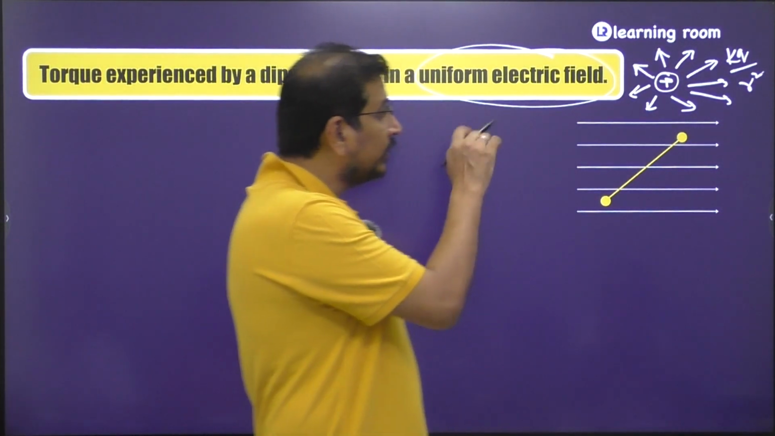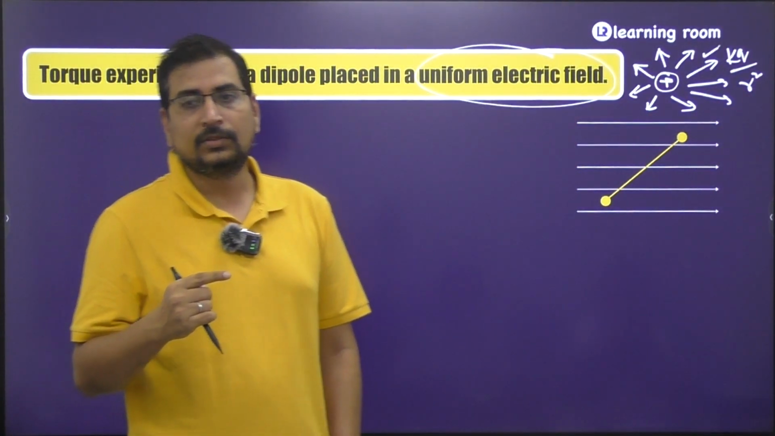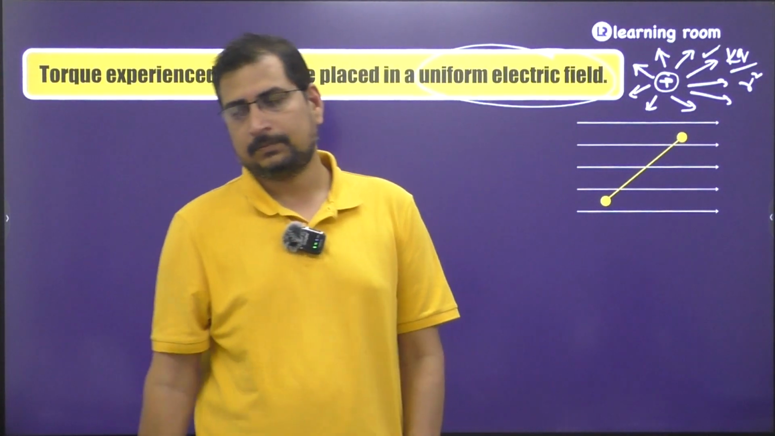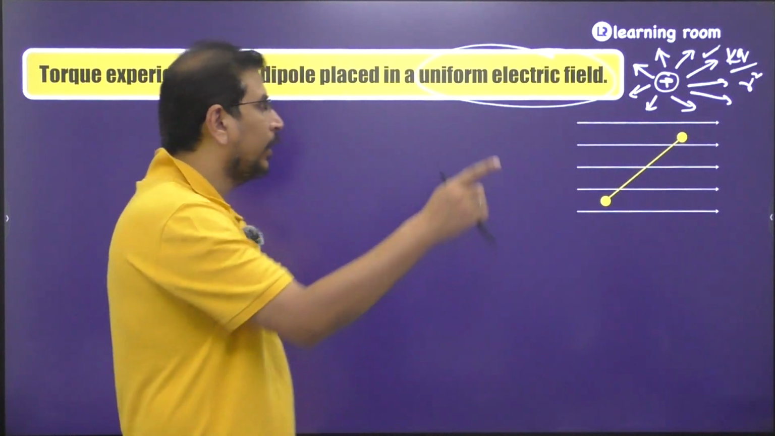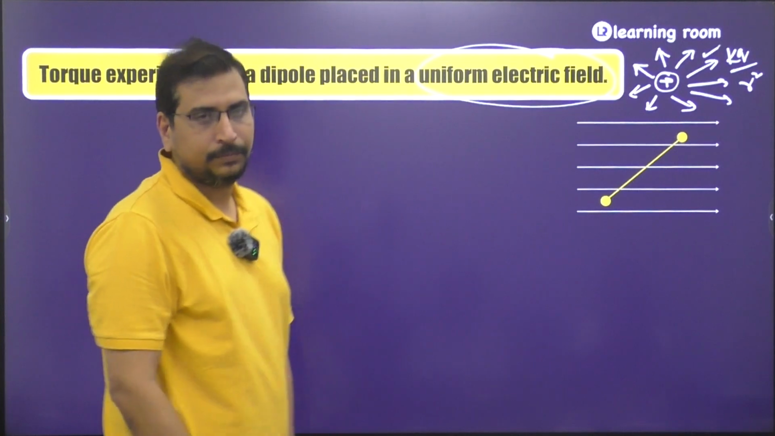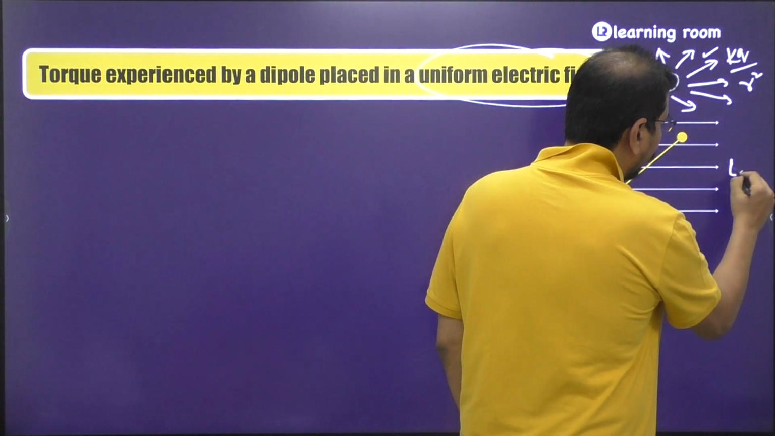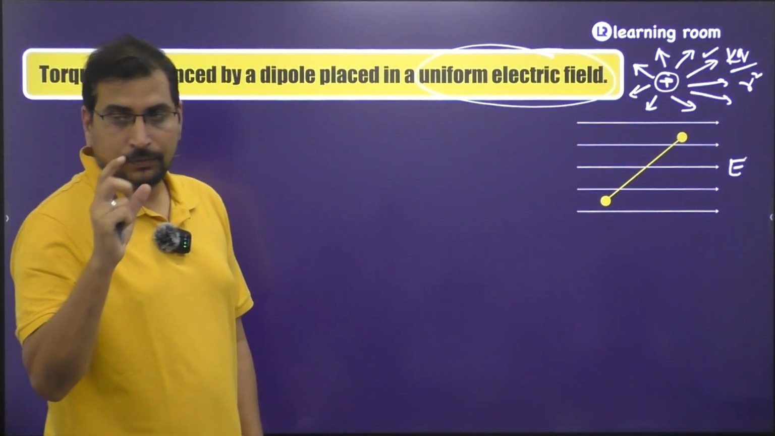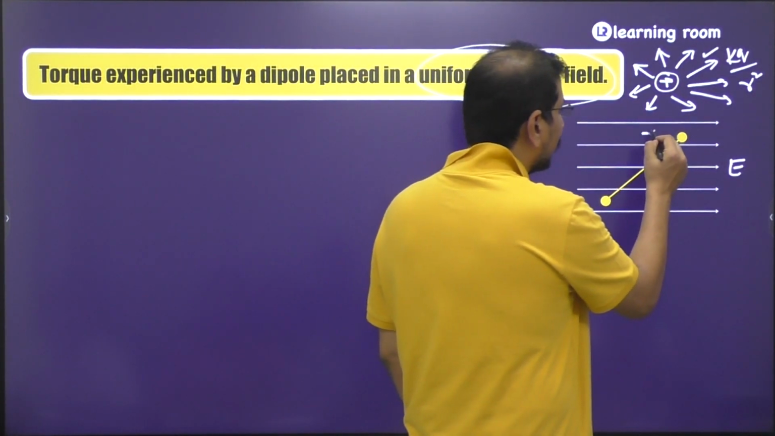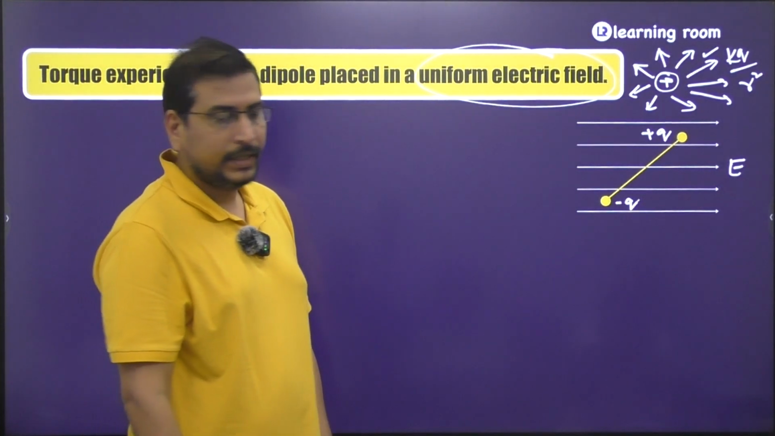So, this will be considered a non-uniform electric field, because if it has to be uniform, it has to be uniform in terms of direction as well as magnitude. So, for the field to be uniform, we need to take a set of parallel lines. This set of parallel lines is the uniform electric field in which we have placed a dipole. What does a dipole consist of? It consists of a positive charge q and a negative charge q here.